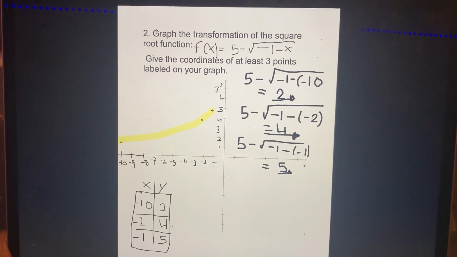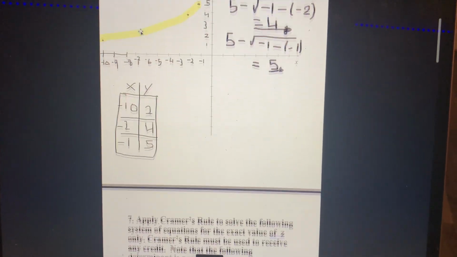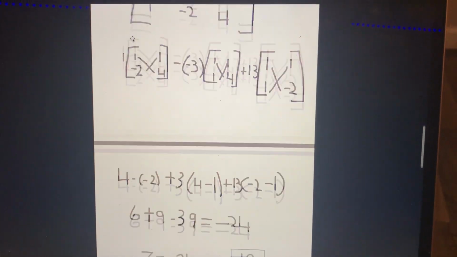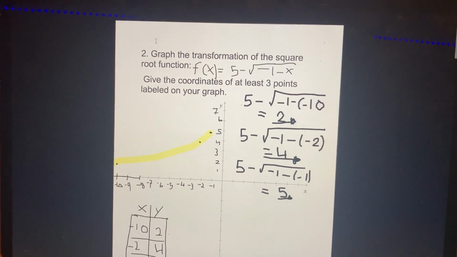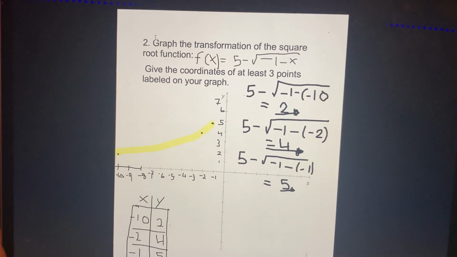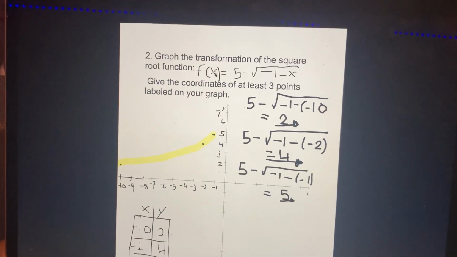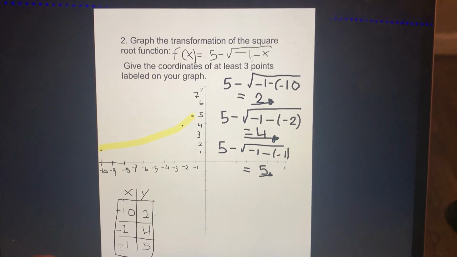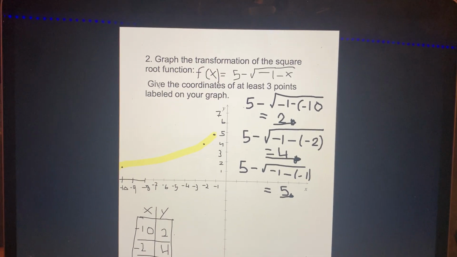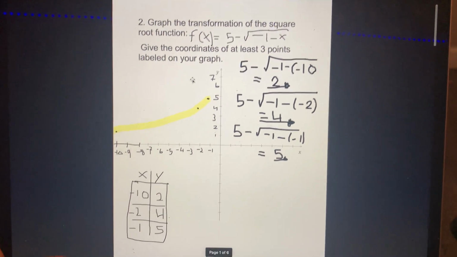The three questions that I had to solve for the final exam review are question 2, question 7, and question 14. I'm going to be starting with question 2. The question says, graph the transformation of the square root function f of x equals 5 minus the square root of negative 1 minus x. The question also says to give the coordinates of at least 3 points labeled on your graph.